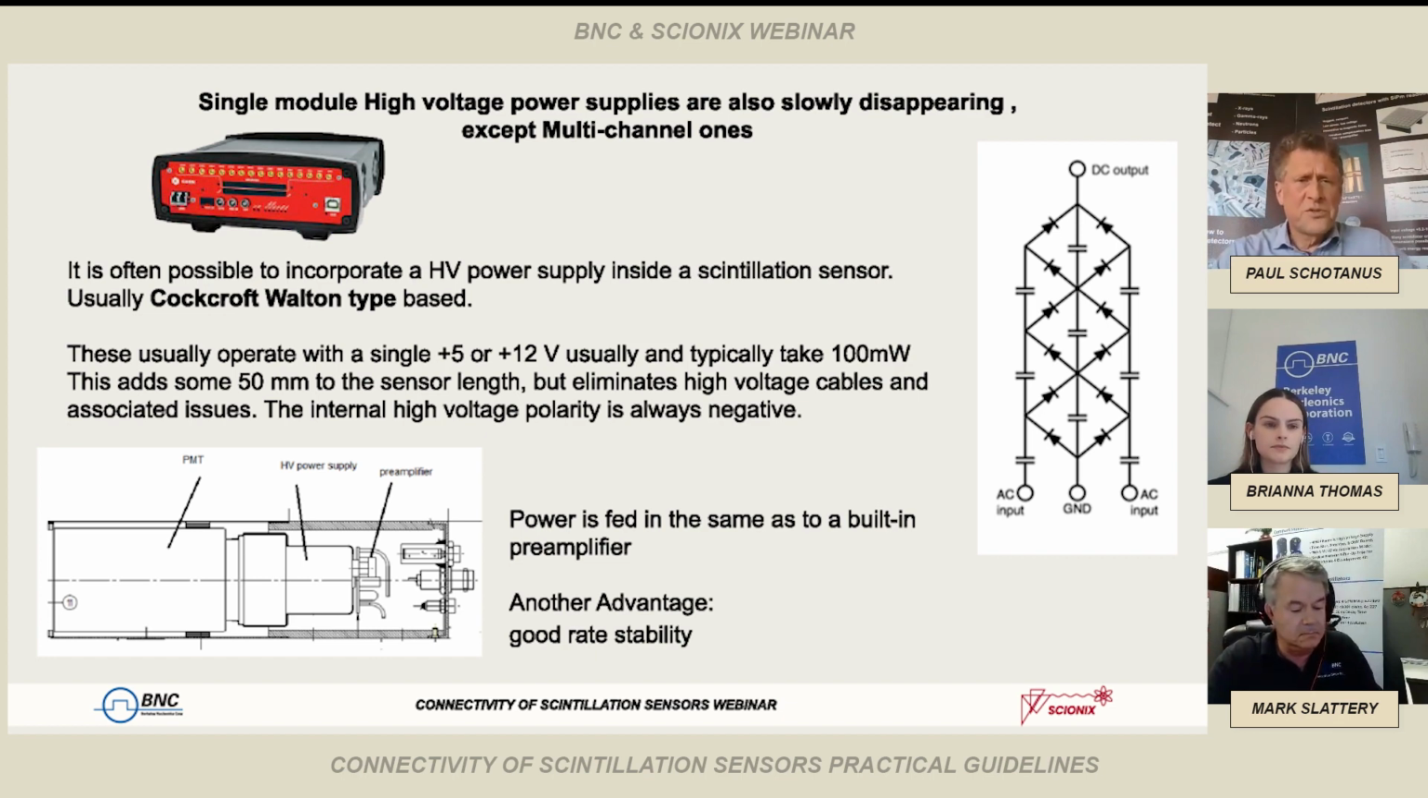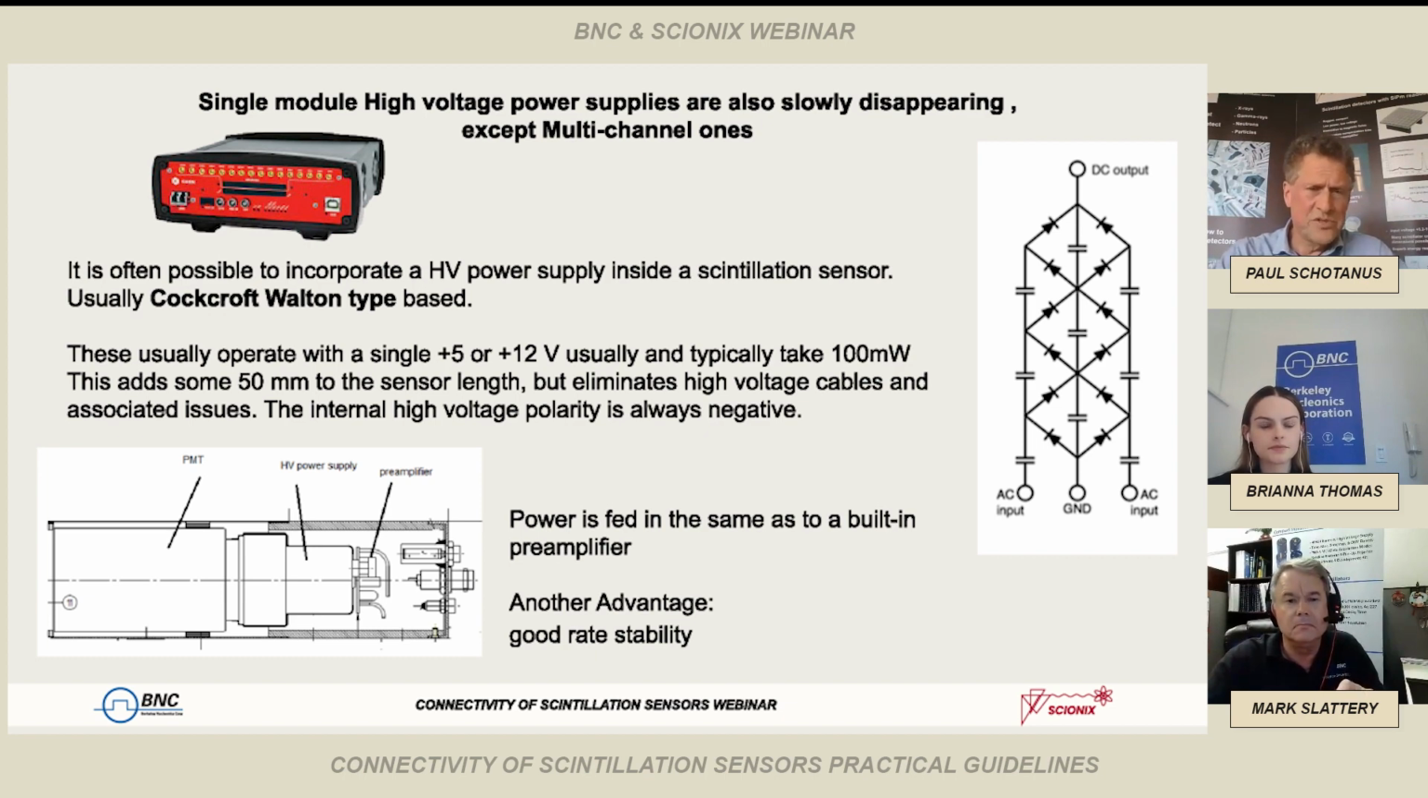Also, high voltage modules are rapidly disappearing. We have around still the multi-channel models, and they are available. So this is also something to take into account. But alternatively, it is possible to incorporate the high voltage power supply inside the scintillation sensor, integrate it with the photomultiplier tube, so have no external cables lying around. Everything is totally sealed. In that case, we actually prefer to use a Cockcroft-Walton-based high voltage power supply.